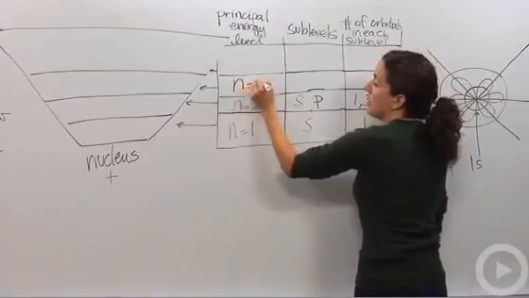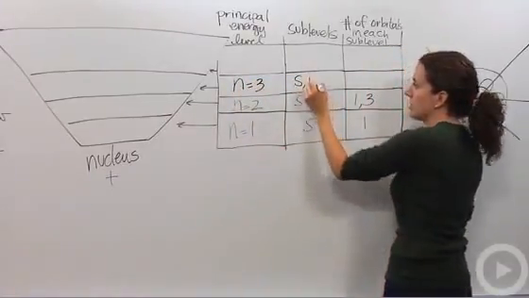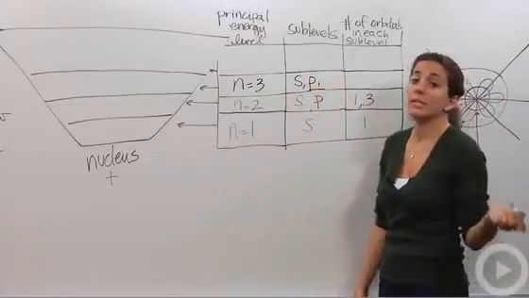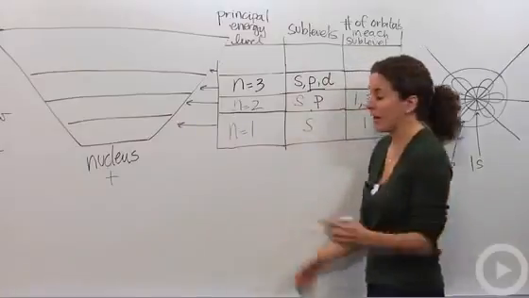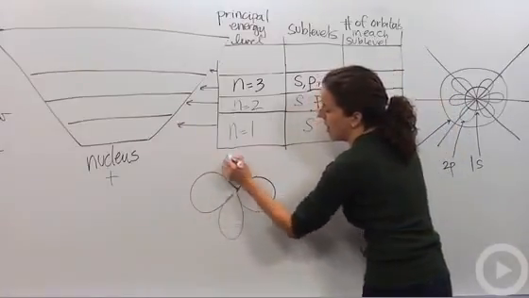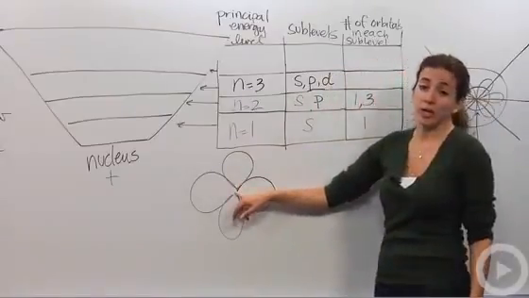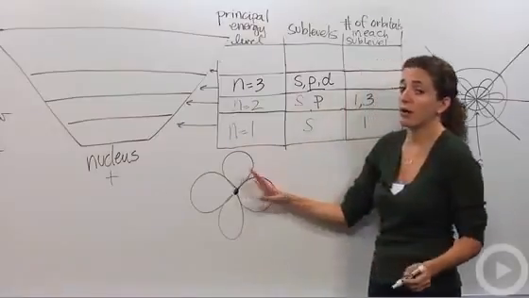In the n equals 3, it also has s orbitals. It also has p orbitals, but it also has d orbitals. D orbitals look like flowers, a little more complicated. I didn't get a chance to make it in balloons because it's a little bit harder. But it looks like a clover. And so the nucleus is found here, and the electron can be found in any 4 of these places.